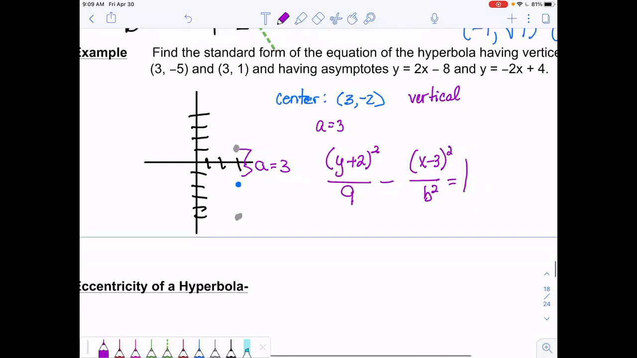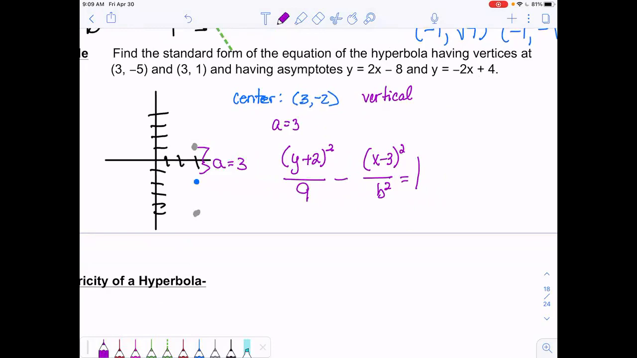So we know a good bit of this equation already just by having 2 points. Those two vertices, we got the center and we had A. Of course, we still need to find B, which is why you were given another set of information. And that set of information is the fact that the asymptotes are y equals 2x minus 8 and -2x plus 4. Now, this is a vertical graph.